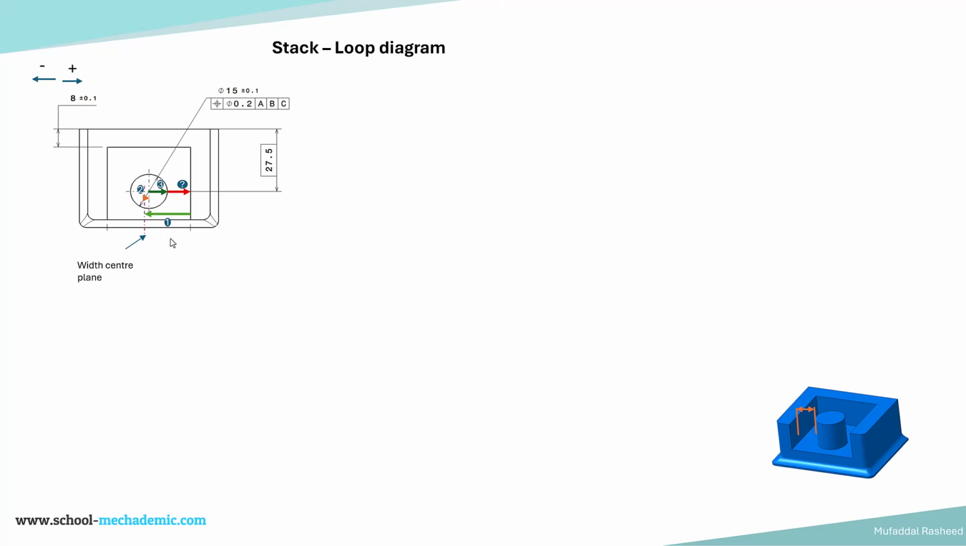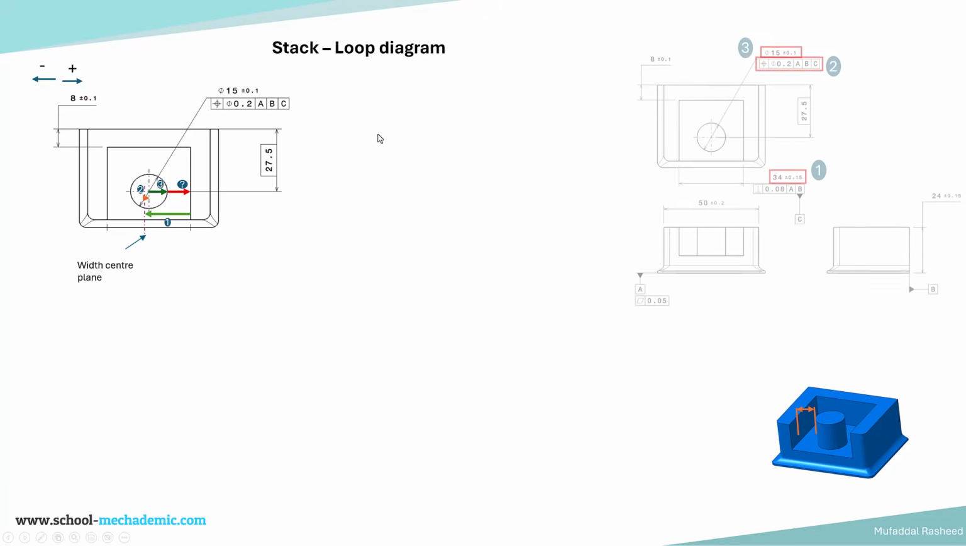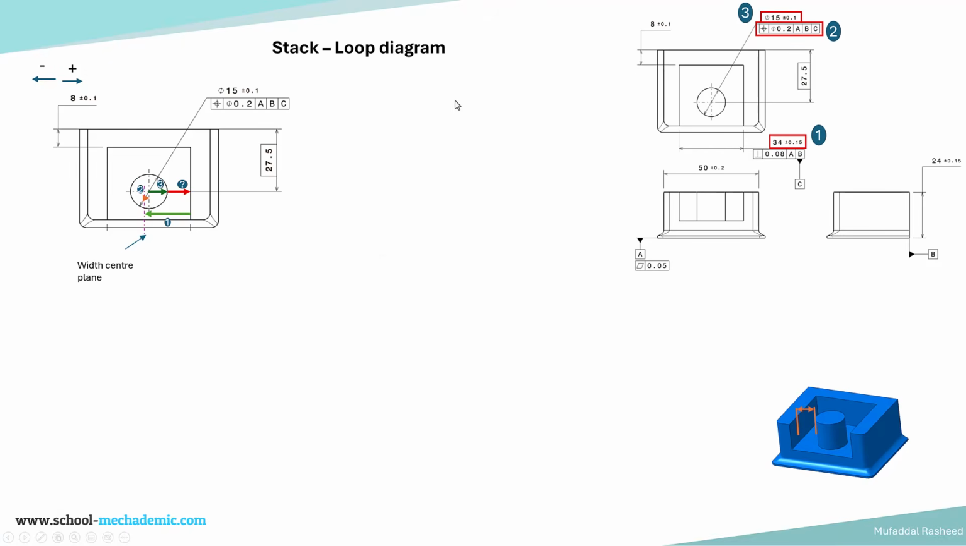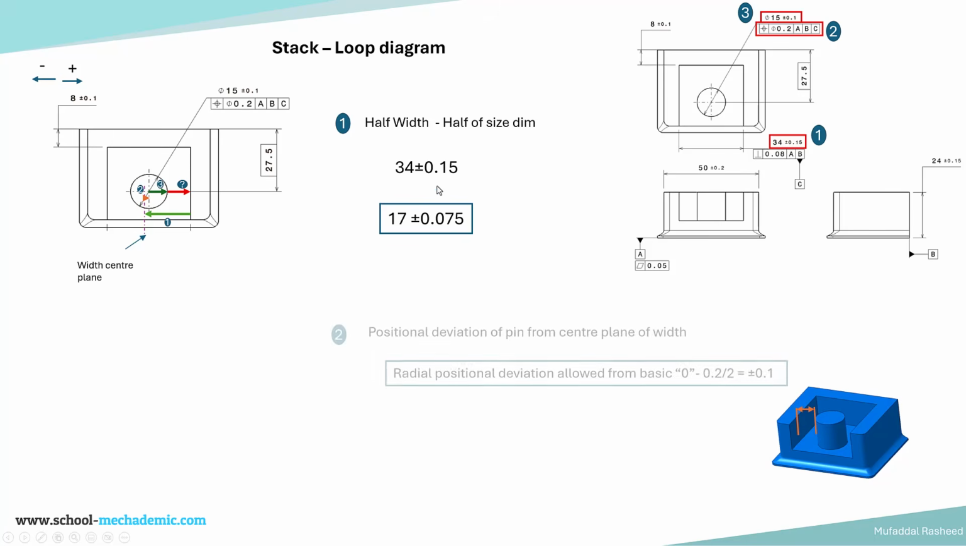So let us consider the first deviation. First deviation is the half width or half of size dimension 34 plus or minus 0.15, half of that is 17 plus or minus 0.075. So this dimension over here 34 plus or minus 0.15, half of that is 17 plus or minus 0.075, which is specification number 1.